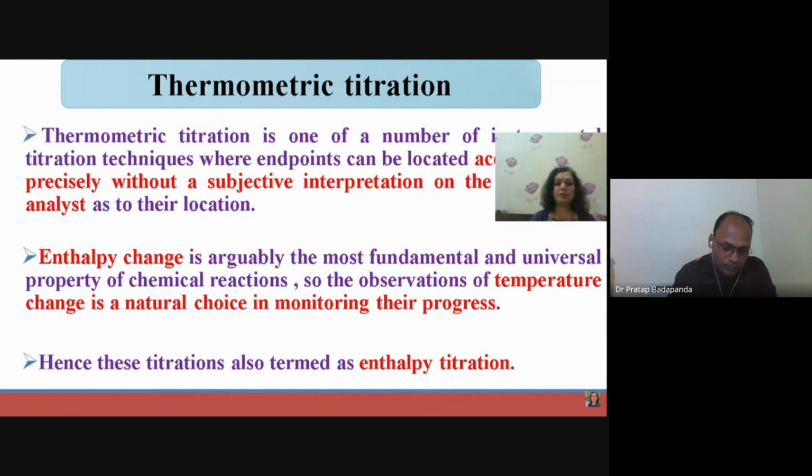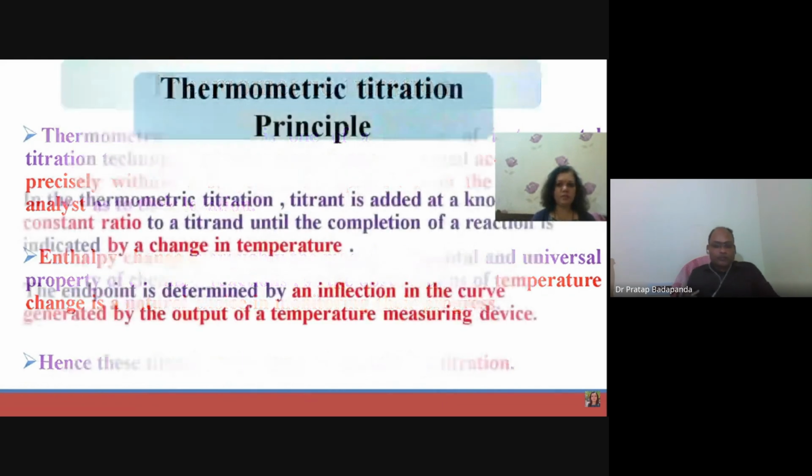The enthalpy change is the most fundamental and universal property of a chemical reaction. So, during observation, temperature change is a natural choice in monitoring the progress of a reaction. Hence, this titration is also termed enthalpy titration.